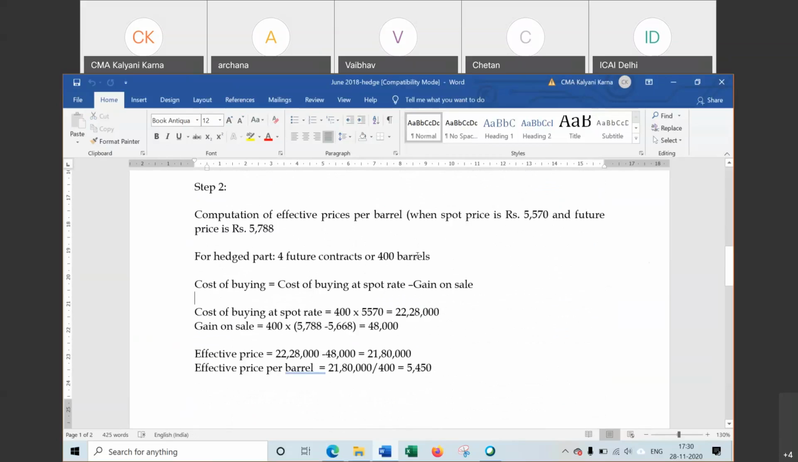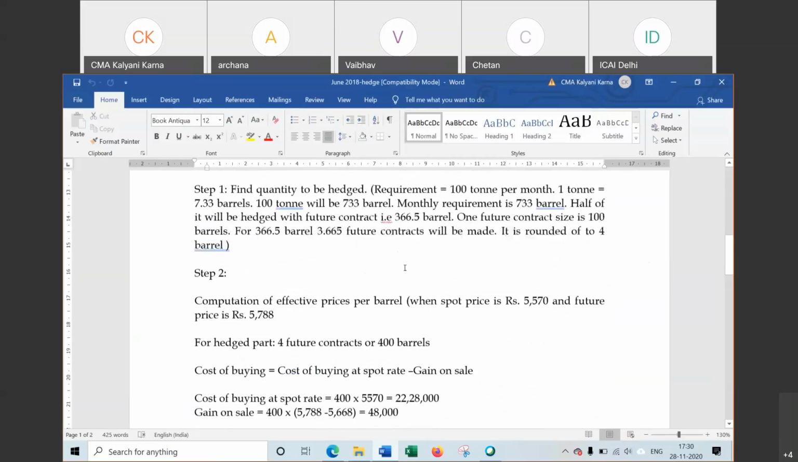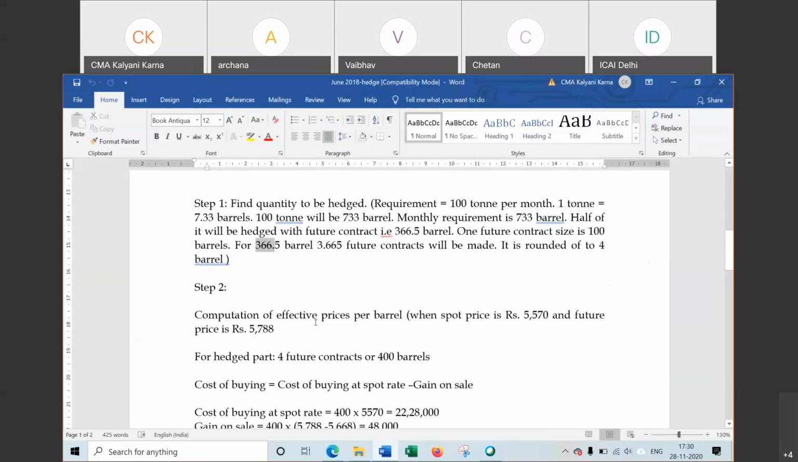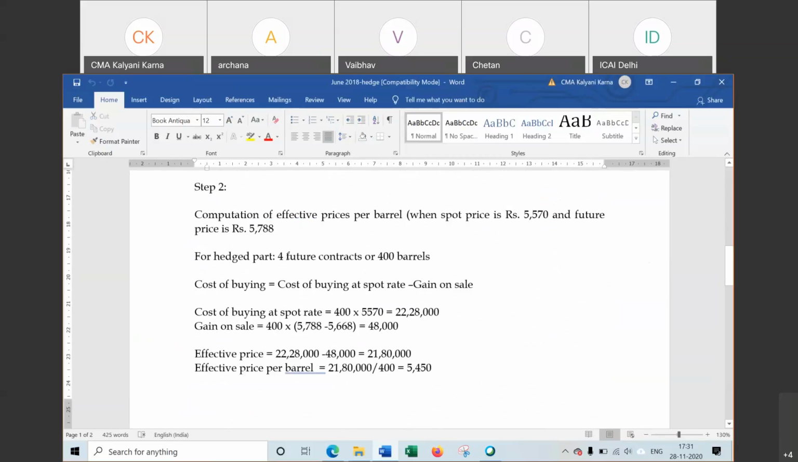Hedged part for the future contract: because for the future contract we are hedging only 400 barrels, meaning this 3 rounded off to 400. So 400 barrels we are hedging. What is the effective price? In the case of long hedge, the formula is cost of buying minus gain on sale. Effective cost of buying is cost of buying at spot rate minus gain.